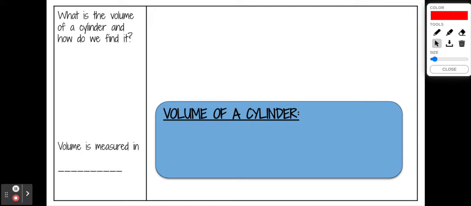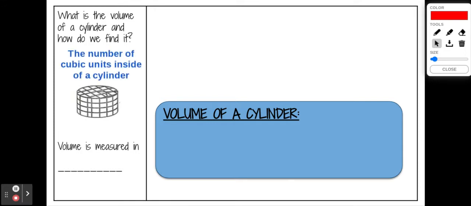First, what is it? Well, volume is talking about the inside of a cylinder. It's the number of cubic units that fills up the inside of any object that is in the shape of a cylinder. So by cubic units, that could be inches cubed, centimeters cubed, feet cubed. So imagine little tiny cubes filling up the inside of a cylinder. That's what it is. So then how do we find it?